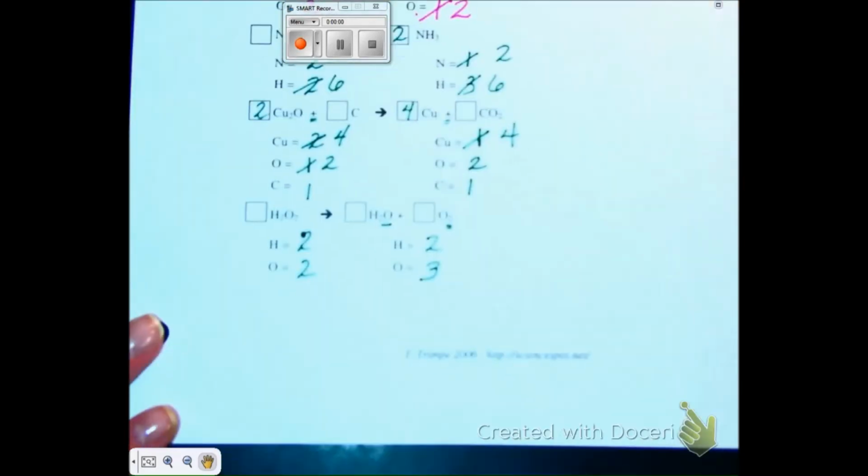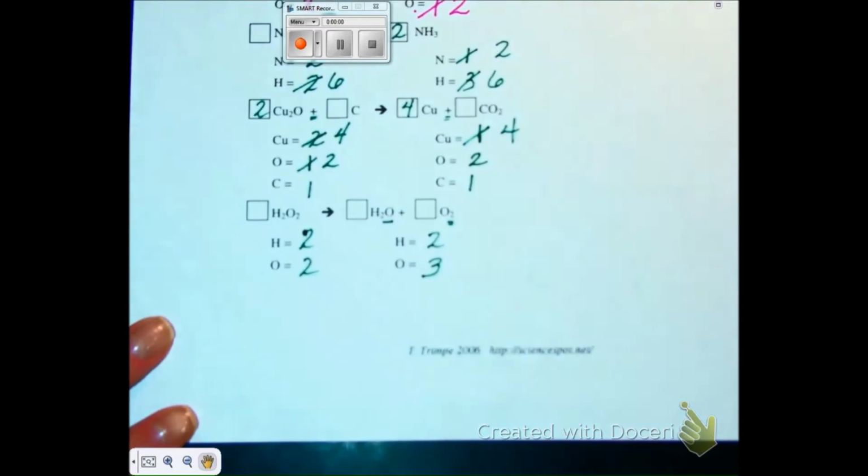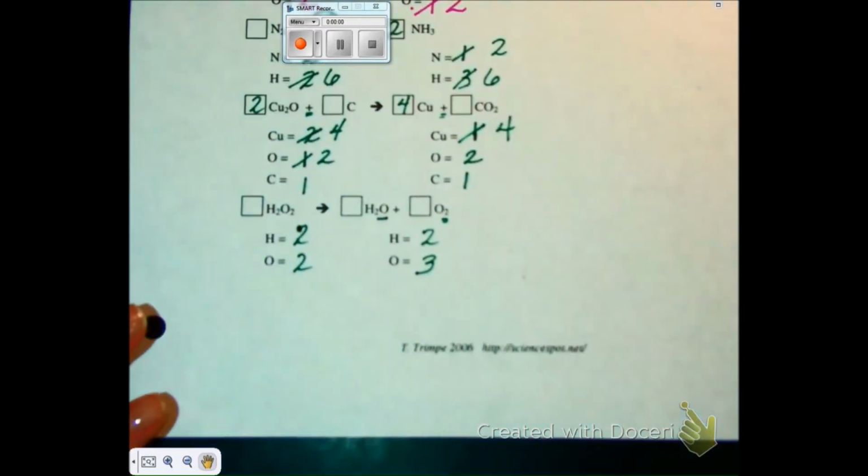Maybe I should turn this light on and we can see a little bit better. That's a little bit better. There we go. Okay.